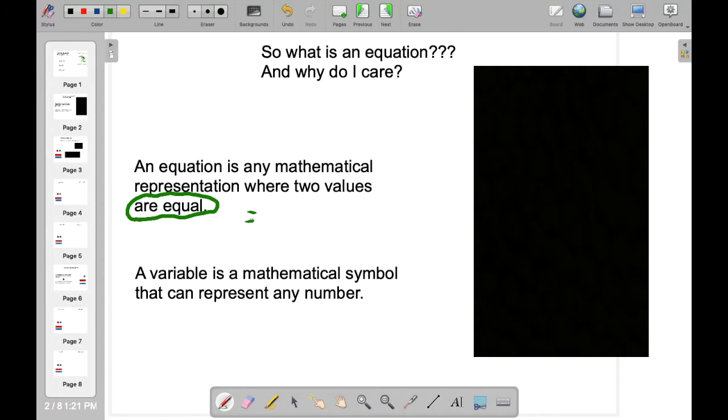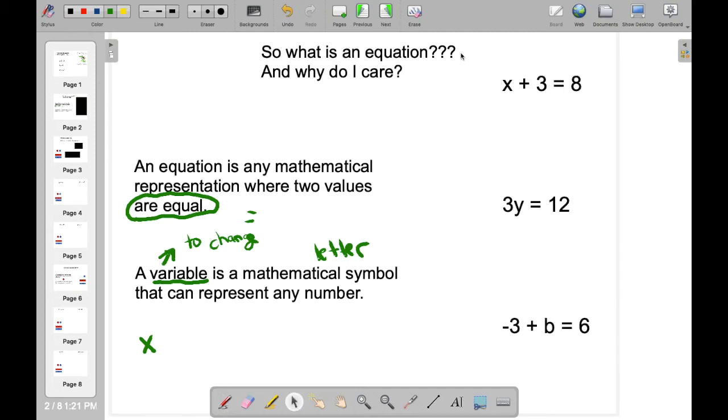The other really important part of an equation is a variable. A variable is a mathematical symbol, usually a letter, that can represent any number. Okay, so if I have the letter x or the variable x, this can represent any number in the course of my problem. The reason why these are called variables is the word variable outside of a math classroom frequently means to change. Something that is variable means that it has the ability to change, which is why these letters can be any number.